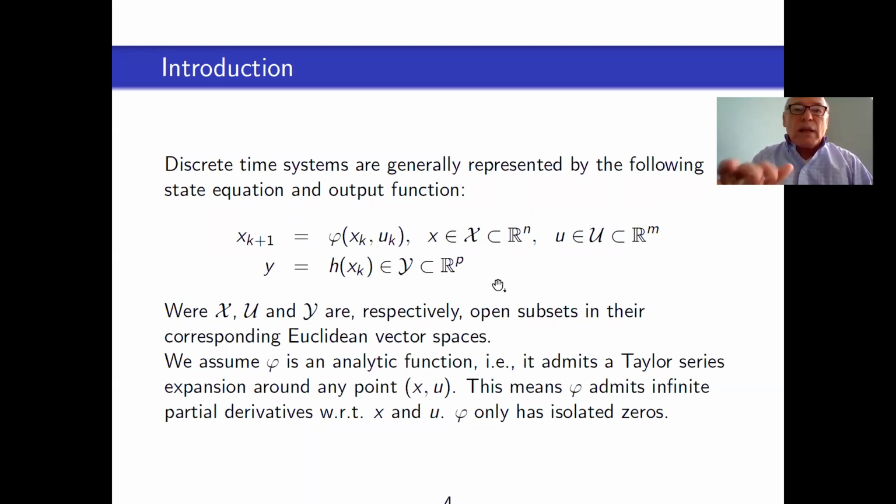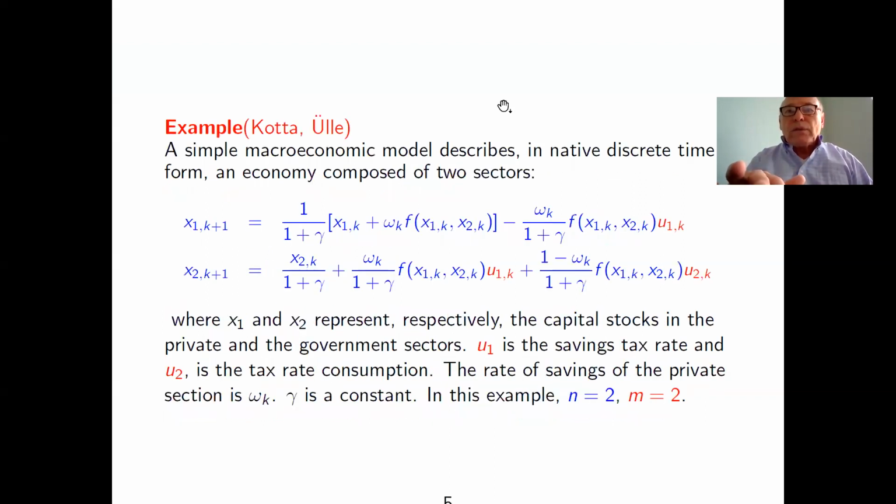So the general formulation, this is what we have. We have two nonlinear maps, a state map and an output map. And with this, we will try to attempt in full generality to obtain the most essential properties of those systems. For instance, an economic system of two states and two inputs can be represented as something like this.